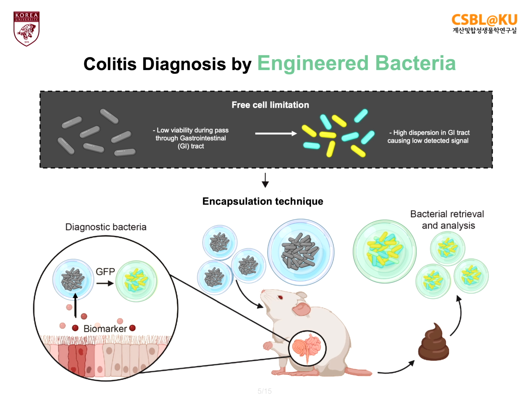Normally, these bacteria are administered through the gastrointestinal tract and the GFP signals are obtained from stool samples. However, using these bacteria directly has some limitations. First, as the bacteria are transferred through the gastrointestinal tract, they cannot survive because of the unfavorable pH condition. Second, free cells can disperse in the tract, causing cell loss and a low GFP signal. Therefore, this paper tried to encapsulate these bacteria to overcome these limitations.